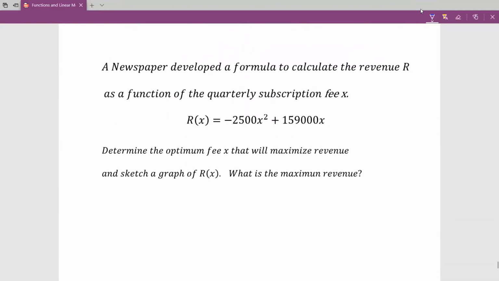The last example we're going to look at is a newspaper that has developed a formula to calculate the revenue R as a function of the quarterly subscription rate fee, which is x. So the revenue formula is -2,500 x squared plus 159,000 x. We want to determine the optimal fee that will maximize the revenue and sketch a graph.